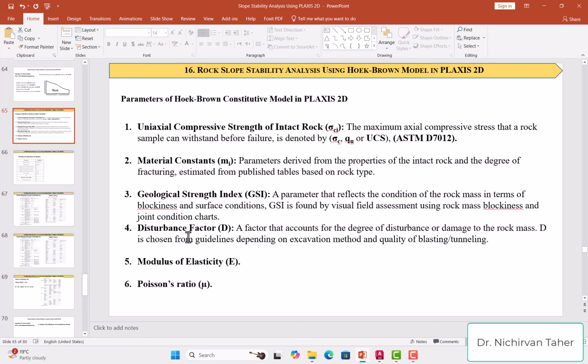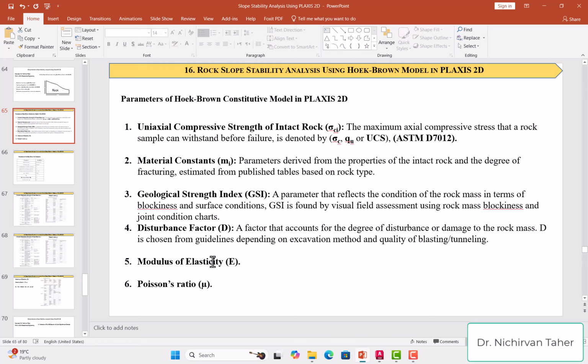And we have the disturbance factor. This disturbance factor is mostly used in tunnel simulation. It's a factor that accounts for the degree of disturbance or damage to the rock mass, and it is chosen from guidelines depending on the excavation method and quality of blasting and tunneling. These tables and charts are available in the PLAXIS 2D material dataset, so when we define the material properties for the Hoek-Brown model, we can see the ranges for each of these parameters for different types of rock.